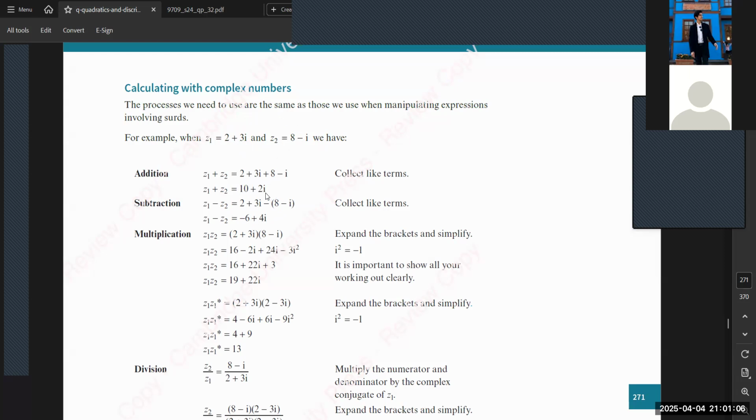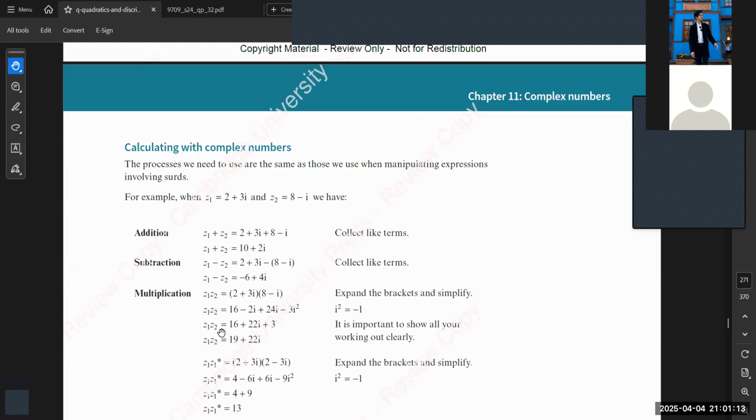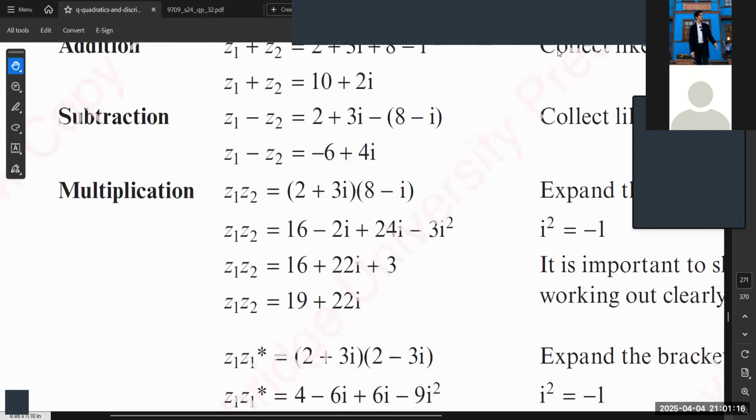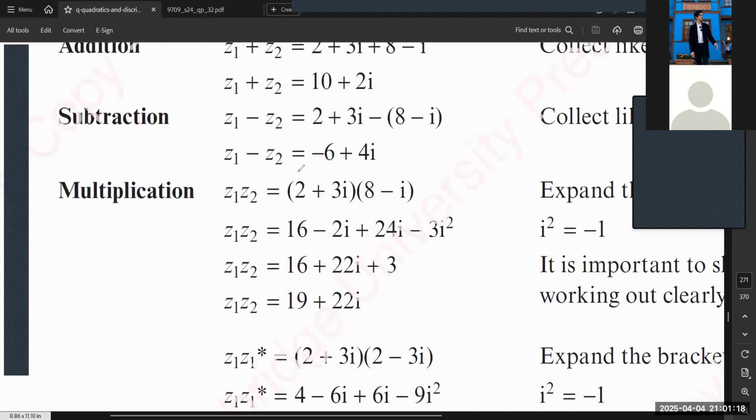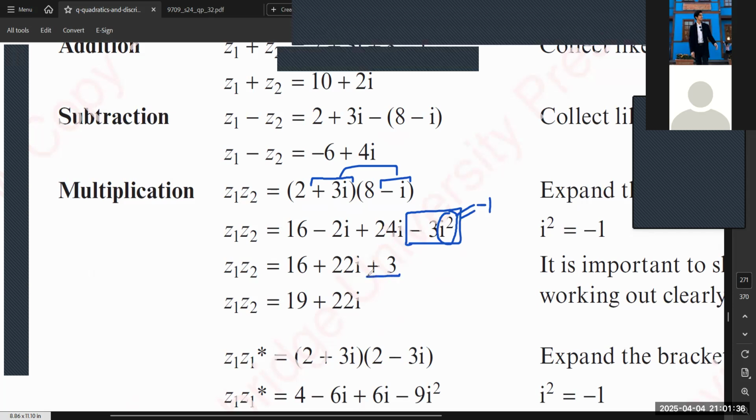Subtraction, same thing. Multiplication, same thing. But during multiplication, you will often have a situation where, as you can see right there, when you multiply 2 with 8, you get 16. When you multiply 2 with negative i, you get minus 2i. When you multiply 3i with 8, you get plus 24i. Here's the fun part. When you multiply 3i with minus i, you get minus 3i squared. However, we know that i squared is just minus 1, which means that minus 3i squared is just plus 3, right? So be on the lookout for these little powers of i.